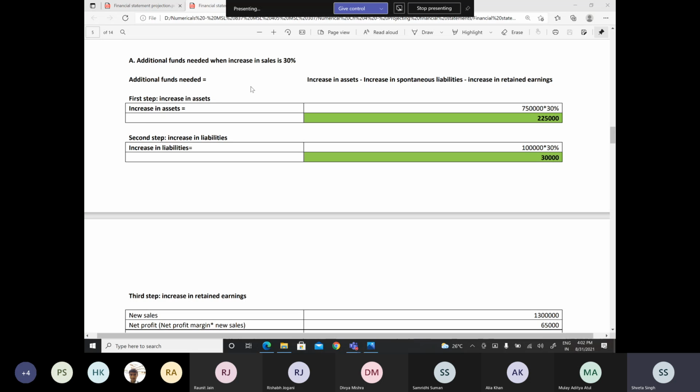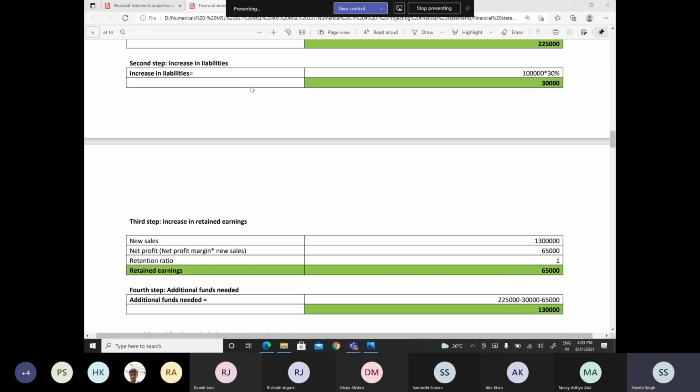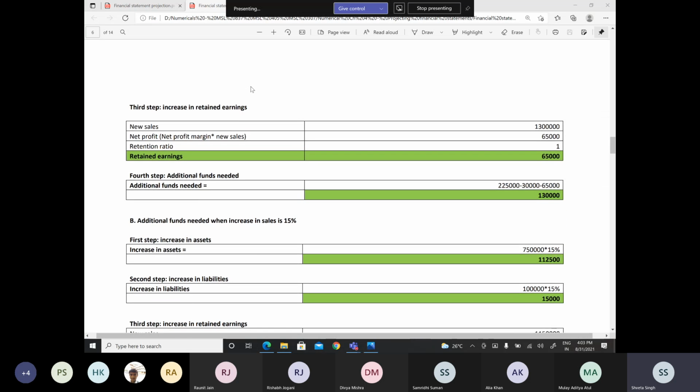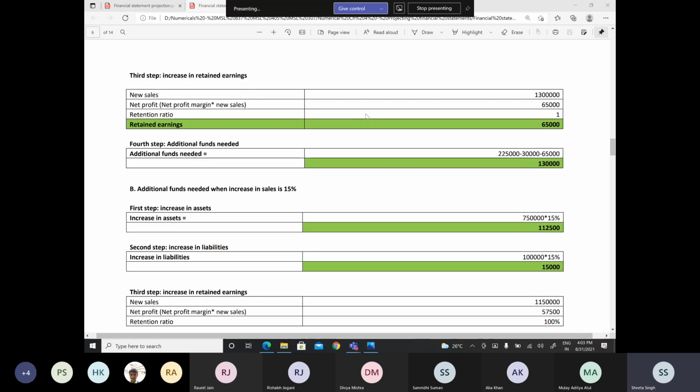The second step is, is there any increase in liabilities? So if we are able to increase our liabilities by $100,000 by 30%, then $30,000 comes from our increased liabilities. And the third step is we see what is the increase in retained earnings.